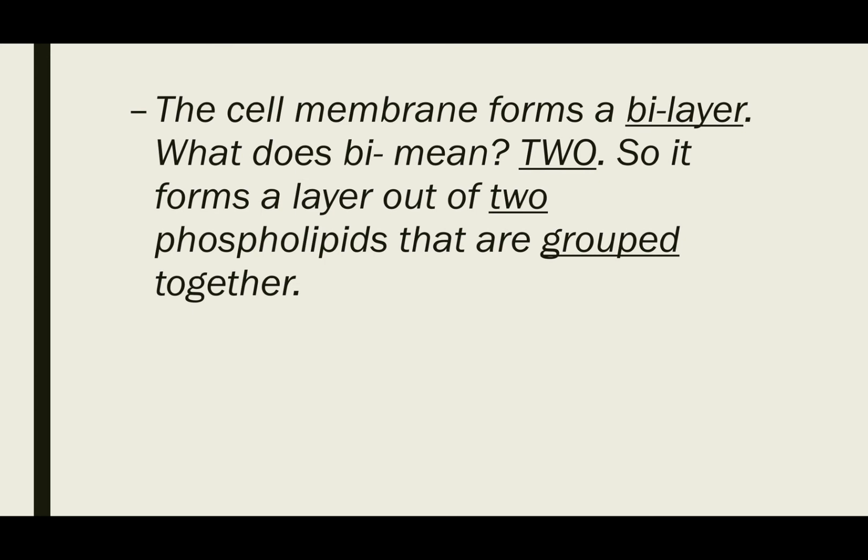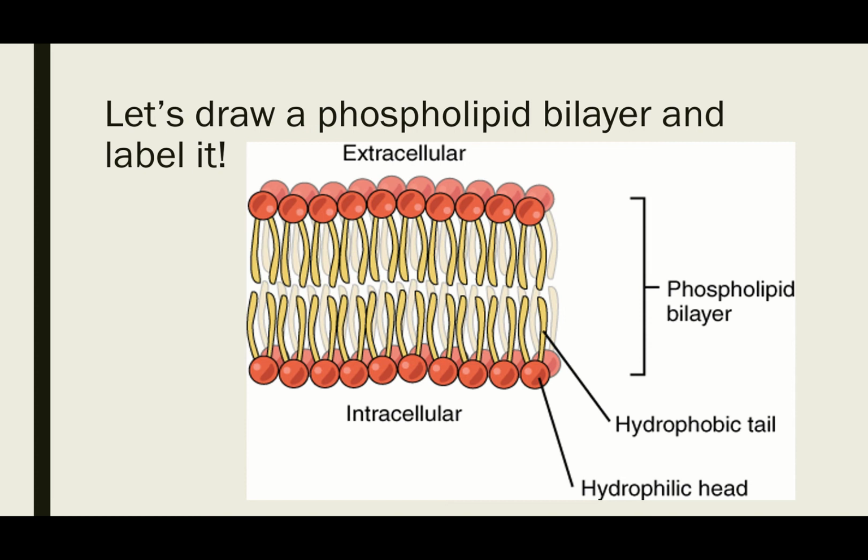Let me show you what I mean. So you can see here we have a bilayer. I would draw exactly this and label it. Now see those faded ones back there? You don't have to draw the faded ones. I would just draw this forward row. But this is a bilayer. Extracellular just means outside of the cell, and intracellular just means inside the cell. So this is just saying here's the inside, and here's the outside. And we've got our hydrophilic heads and our hydrophobic tails, and this whole thing is called a phospholipid bilayer. So this is what your cell membrane looks like when you get really, really close.